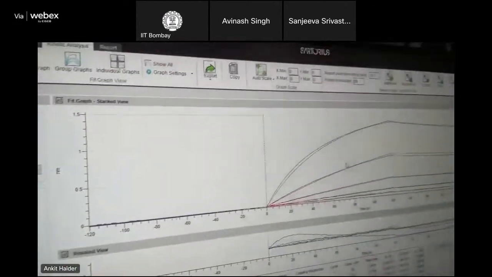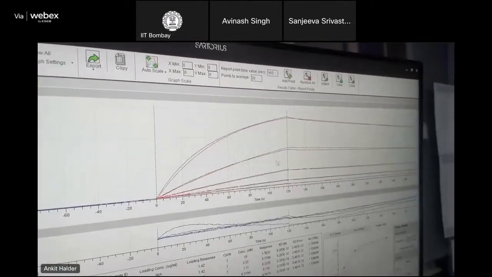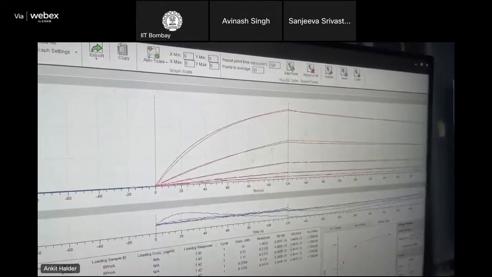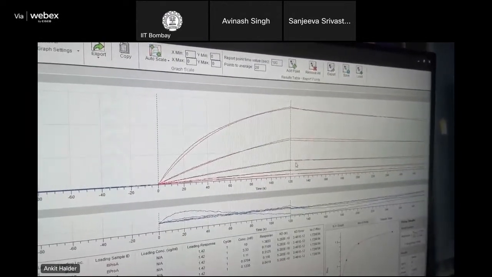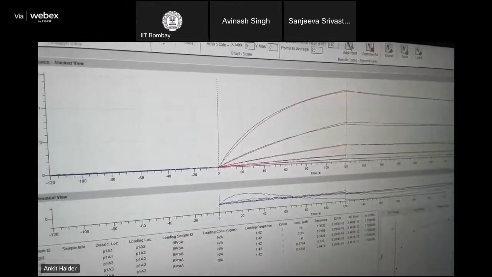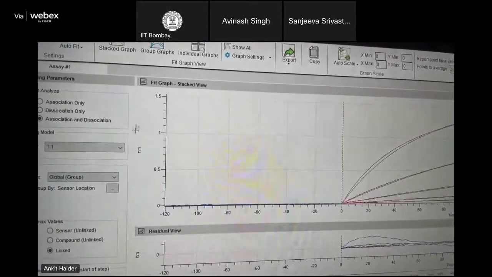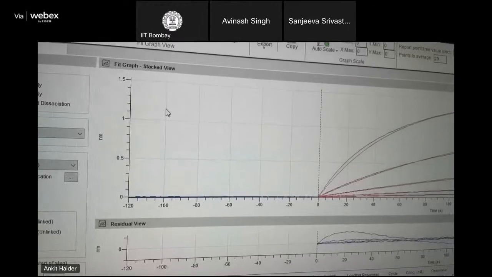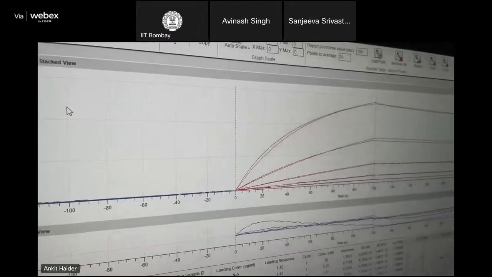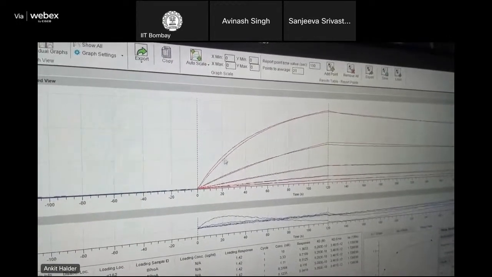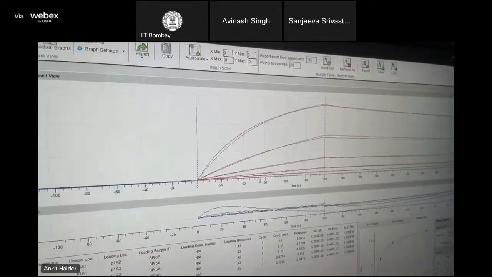Finally, we see these different concentrations of the analyte with which the ligand is binding. So these kinds of different data points we have. By the data points, we mean the shifting of wavelength denoted in nanometers. Every incident light, when it interacts with another molecule, the reflection of it changes, and by how many nanometers it shifts, the interference increases, gives us the actual data.